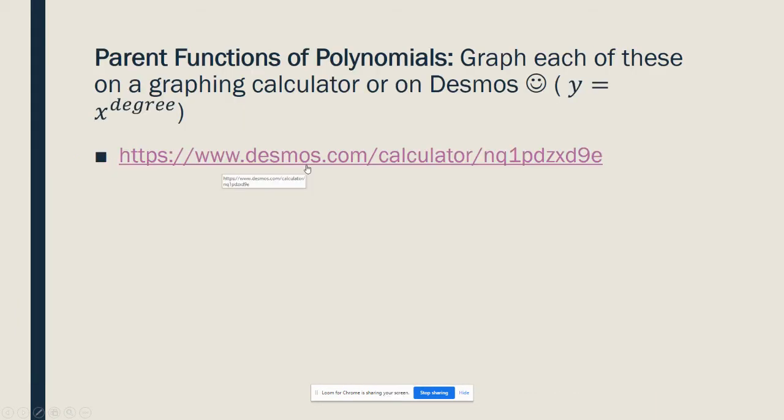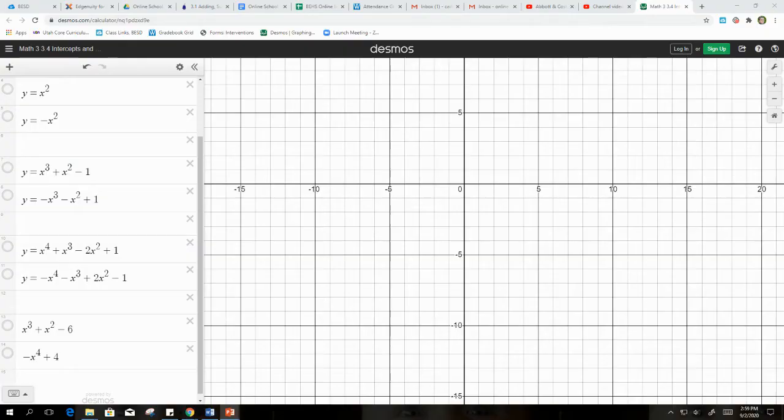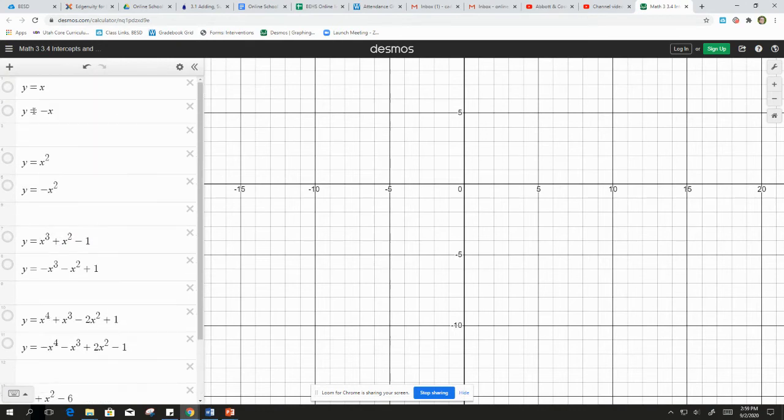So real quick, before we get into this next section, we're going to take a look at some graphs of some parent functions of polynomials. So let's open that up real quick. We're going to look at some of these different graphs and what they look like. So first, we're going to look at y equals x. That's a pretty basic one.